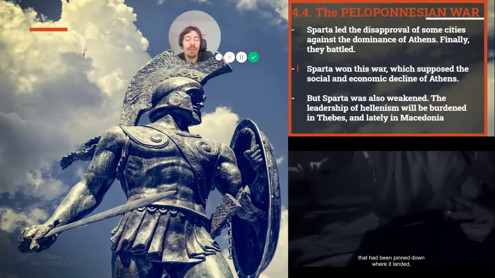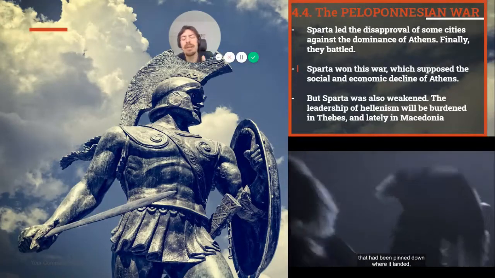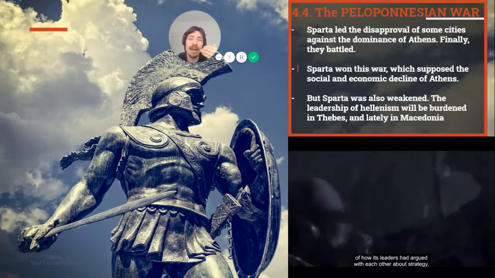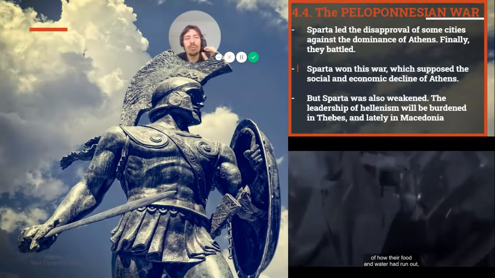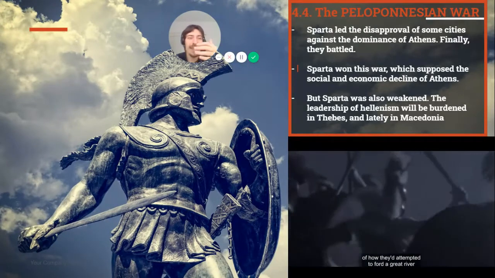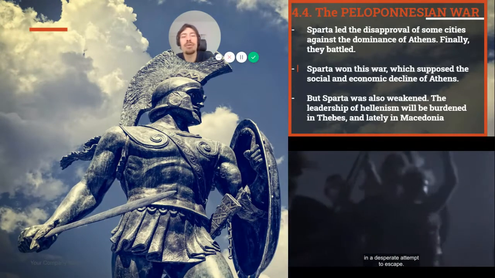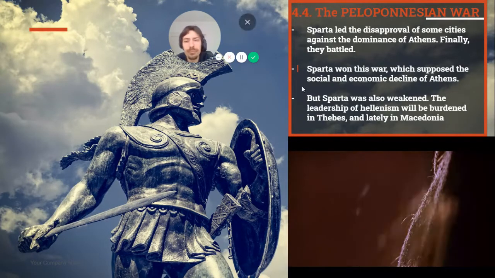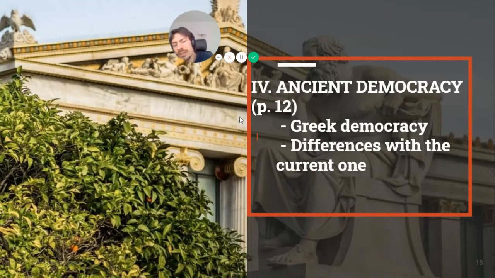Well, what was the result of the Peloponnesian War, namely the war between Athens and Sparta? Even though Sparta won this war, the hegemony of Hellas finally remained in Macedonia, because both cities were quite weakened. But the most important point of this chapter is the ancient democracy, especially the differences between the ancient democracy and the current one.